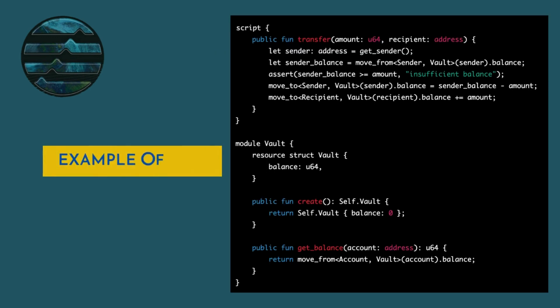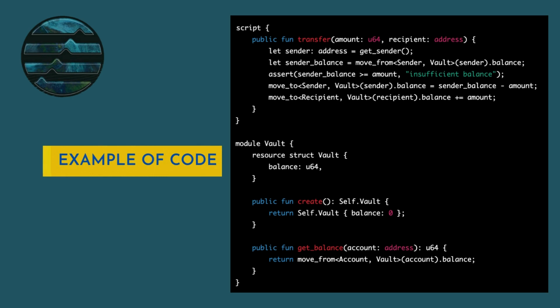Here's an example of Move code that demonstrates some of the security features mentioned. In this example, the transfer function is a simple smart contract that allows users to transfer funds between accounts. The function takes an amount and a recipient address as input. The move_from and move_to functions are used to move resources between accounts.